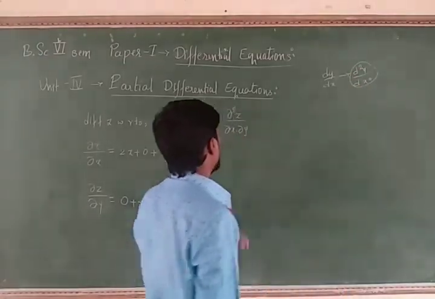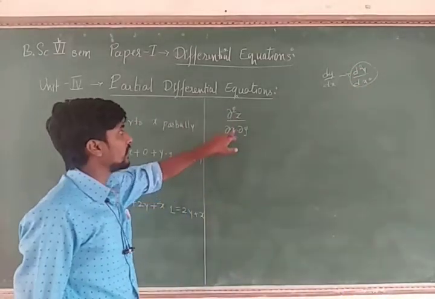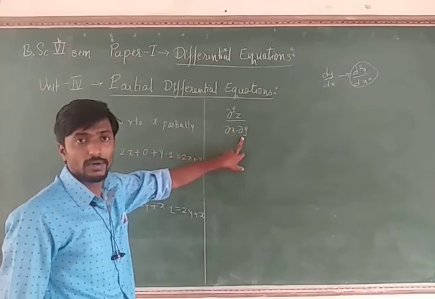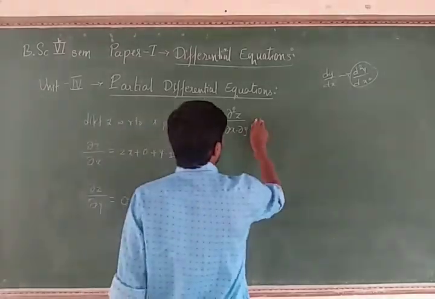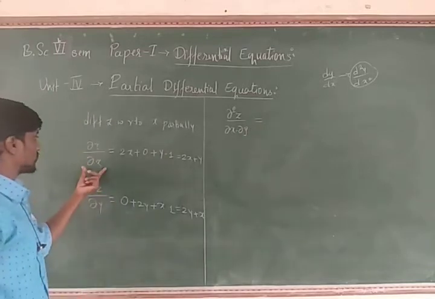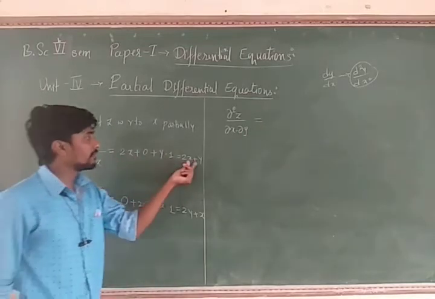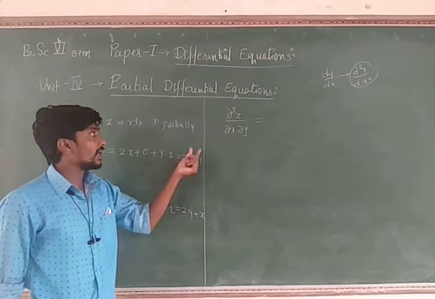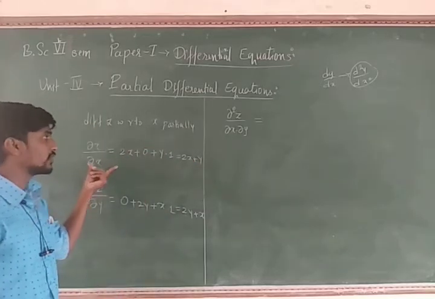Similarly, this we are writing here. Yes, ∂²z/∂x∂y it is. Okay, so now look at here the value of this, either value of 2x + y. Is that clear? So we are differentiating this value with respect to y.